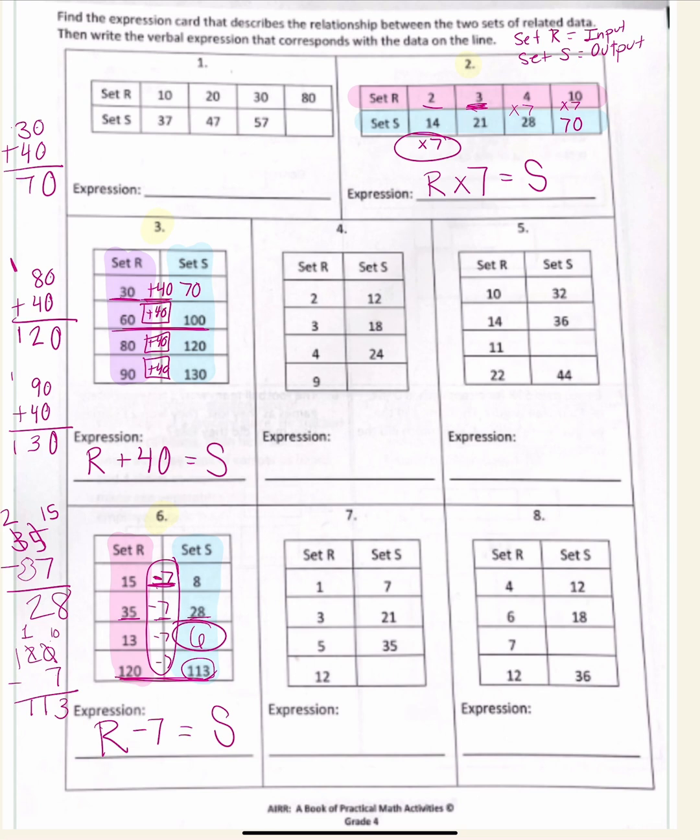All right, guys, what I need you to do, go through and on numbers 1, 4, 5, 7, and 8. I want you to put on your detective caps. I want you to be an investigator, and you got to go figure out what is the rule. How are we getting our input, which is our set R's, to our output, which is our set S's?